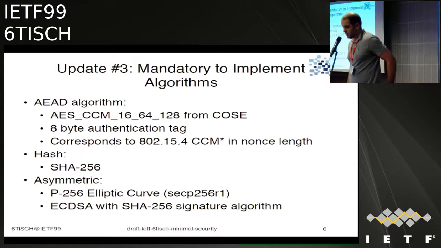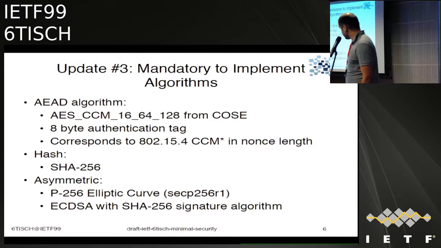We had a discussion in the security design team about MTI algorithms to support, and we mostly discussed the symmetric part, and we quite easily settled on the CCM star equivalent in COSE. So this is AES-CCM-16-64-128. It has an 8-byte authentication tag, and in terms of nonce length, it corresponds to the 15.4 CCM, so that we can reuse the same hardware for symmetric encryption on the application layer as we do for link layer security.